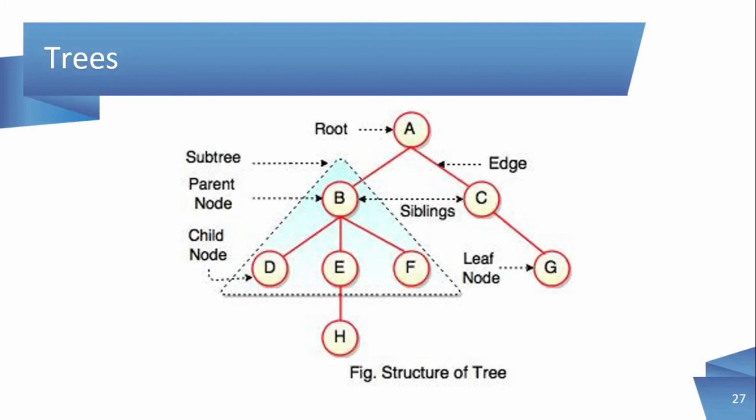Tree data structure is based on the parent-child relationship among the nodes. Each node in the tree can have more than one child except the leaf nodes, whereas each node can have at most one parent except the root node.